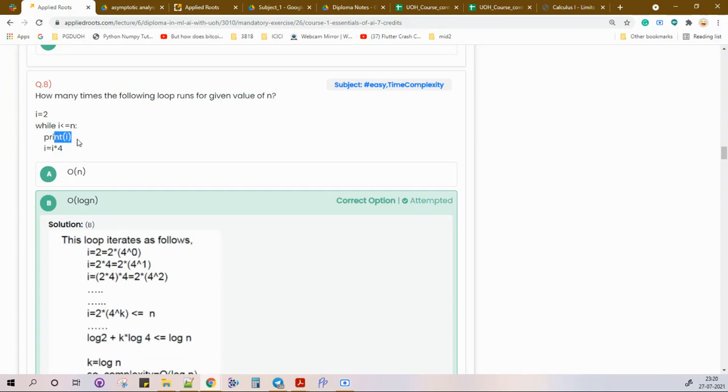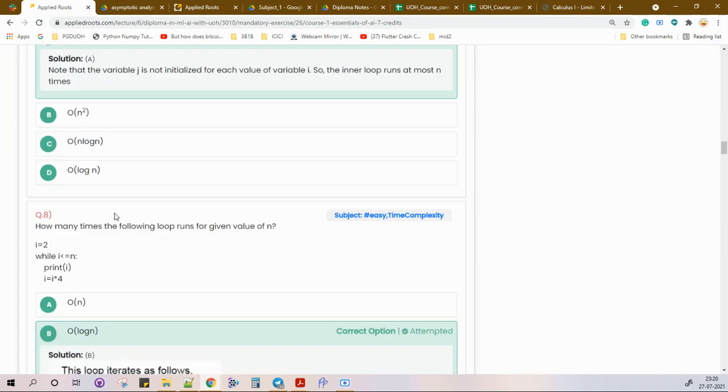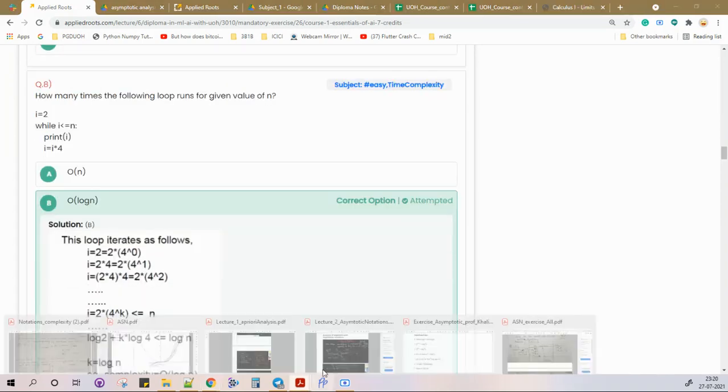Print i, I am printing the i, and i is equal to i multiplied by 4. So directly, if there is multiplication, it is always order of log n, right? Base would be, I guess, 4, log base 4, I guess, right? So it would be log n, and we can prove that also.